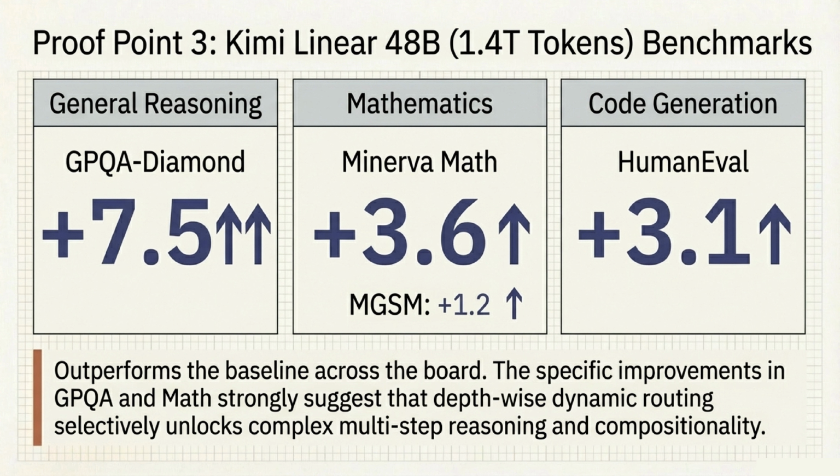Proof point 3 highlights our Kimi Linear 48B model, pre-trained on 1.4 trillion tokens. Attention res outperforms the baseline across the board. We see massive jumps in complex reasoning, a 7.5-point increase on GPQA Diamond, a 3.6 increase on Minerva Math, and a 3.1 increase on HumanEval code generation. This strongly suggests that depth-wise dynamic routing selectively unlocks complex, multi-step reasoning.